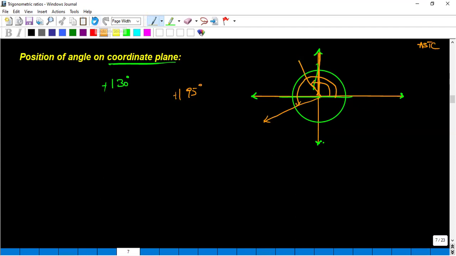Okay. So this is the position of the angle. Suppose you are told minus 35 degrees. What you need to do? You need to go in a clockwise direction. This is very important. You need to go in a clockwise direction. Minus 35 degrees. Okay. This is the position of an angle based on the sign. You need to understand. Okay. Let us see the next one.